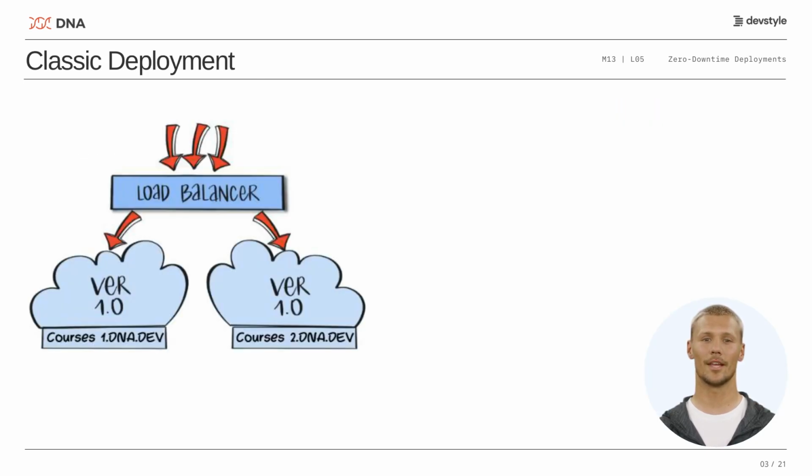Classic deployment looks like this. We have two instances of the courses application on the server, courses 1 and courses 2. We have a load balancer that handles traffic and redirects it to both instances. If we want to upgrade from version 1 to 2, we stop both applications. At this point, they obviously stop serving client requests.